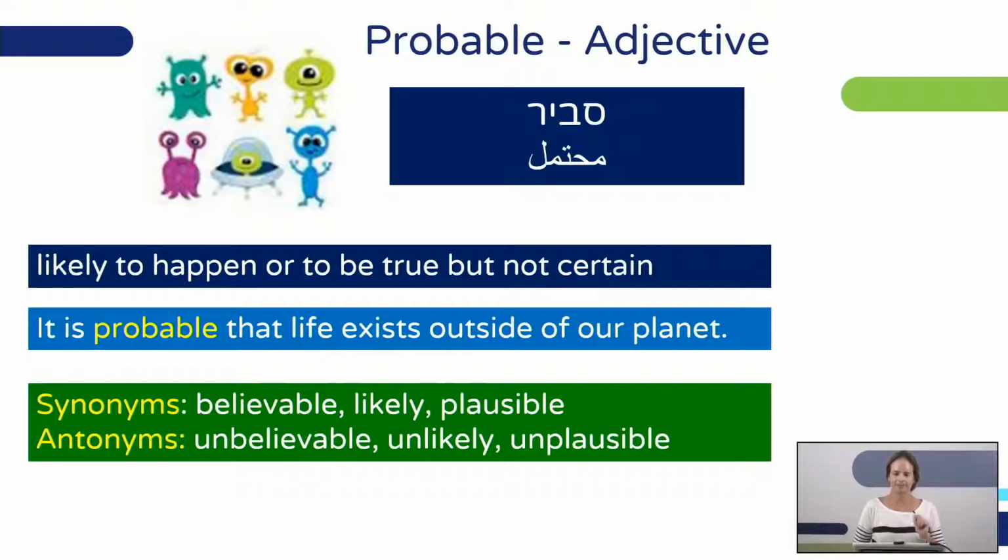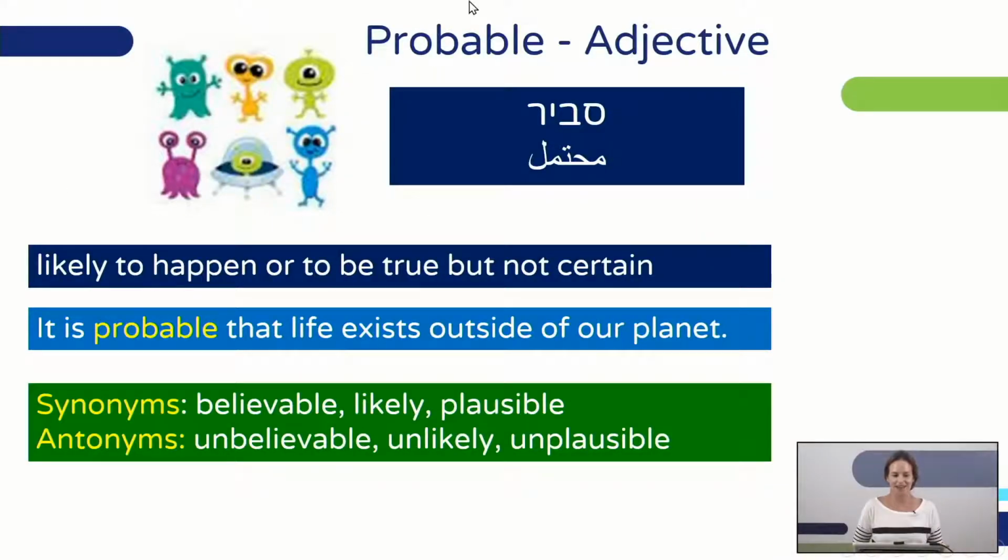Moving on. Probable. Okay, probable is an adjective. In Hebrew, it is severe. Now, in English, it means likely to happen or to be true, but it's not certain. An example sentence would be, it is probable that life exists outside of our planet.